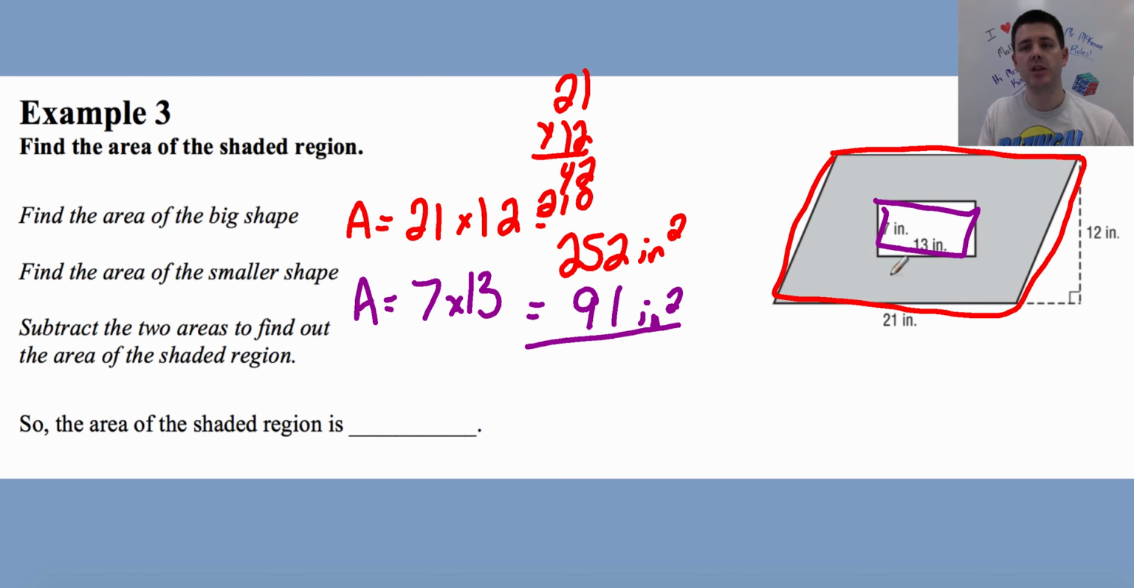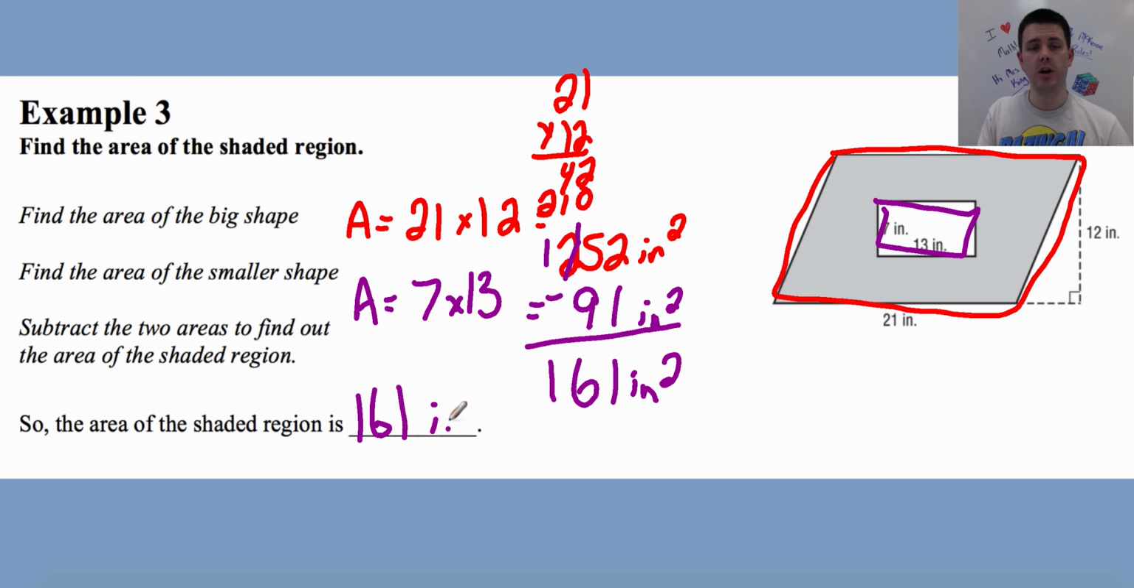And last step, since they took away this piece, basically somebody cut the middle out of it, think of it kind of like losing the middle of a donut. We lost that, so we're going to have to subtract. 2 minus 1 is 1. Do a little borrowing here. 15 minus 9 is 6. And I get 161 inches squared.